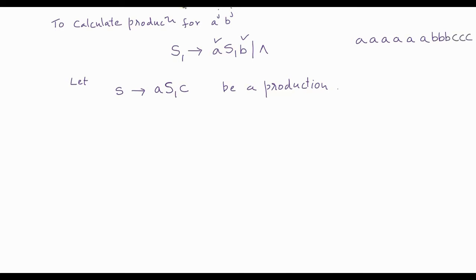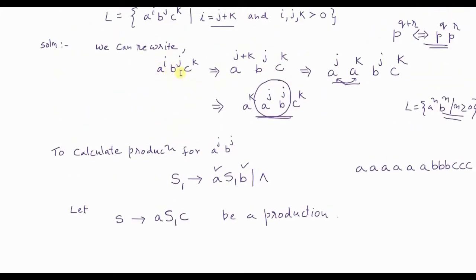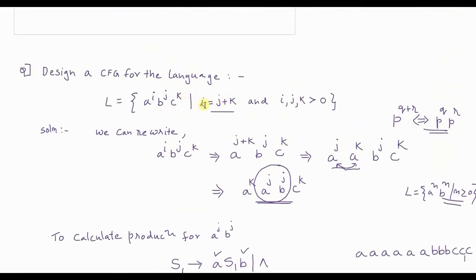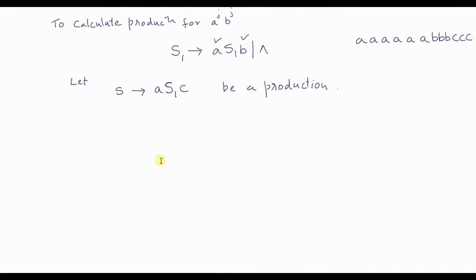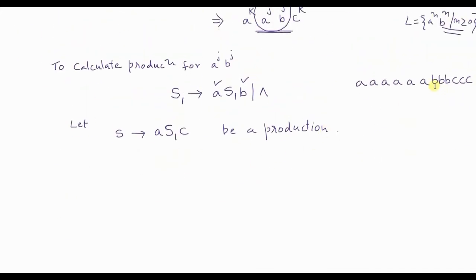Is this a valid string? Check. A raised to I, B raised to J, C raised to K, and I should be the addition of J and K. That means whatever is the total count of B's and C's, that many A's should be there, right? Now how many B's and C's are there? There are 3 B's and 3 C's, so the total count is 6. So you should have 6 A's, 1, 2, 3, 4, 5, 6. So this is a valid string.